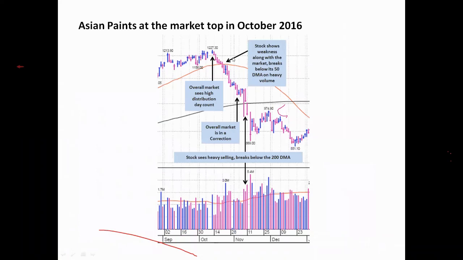So in October 2016, when the market was almost topping, we all know that post demonetization the market corrected, and during that time we saw a lot of good quality stocks falling down. Though that correction lasted for 2 to 3 months, the market conditions improved again. So let's see some examples, some of the market leaders during that time.